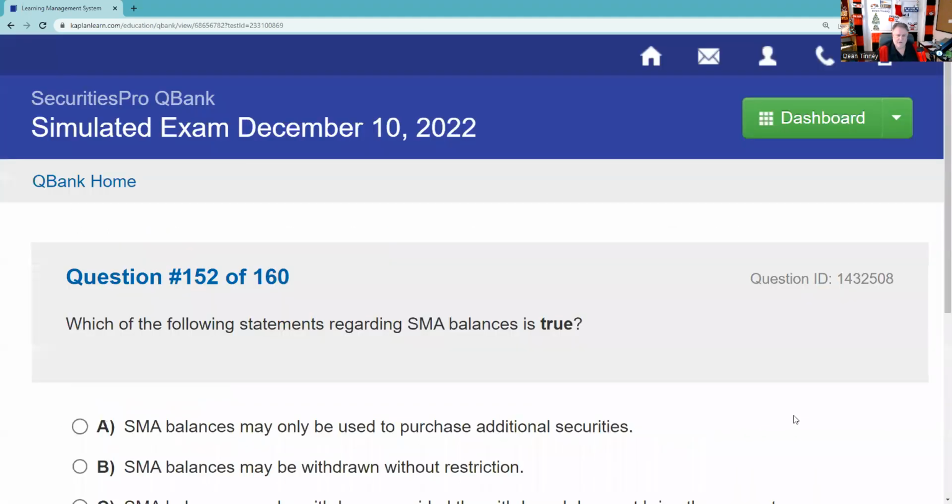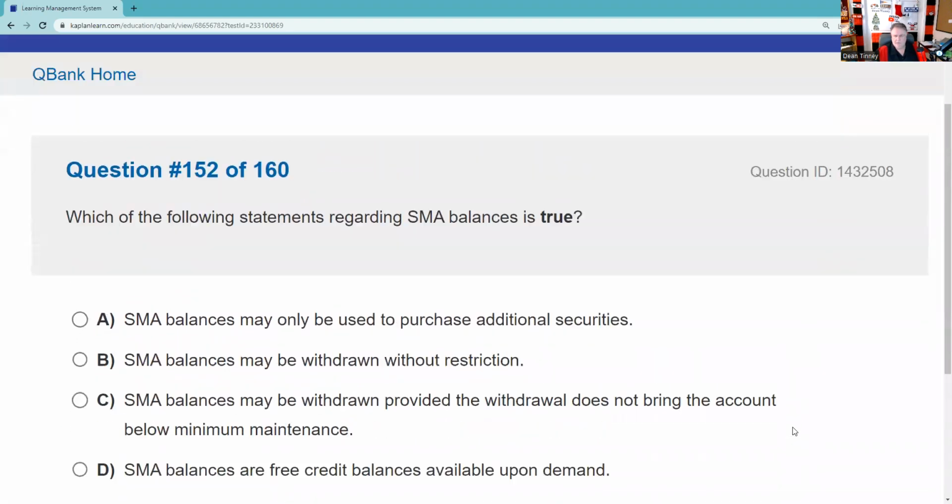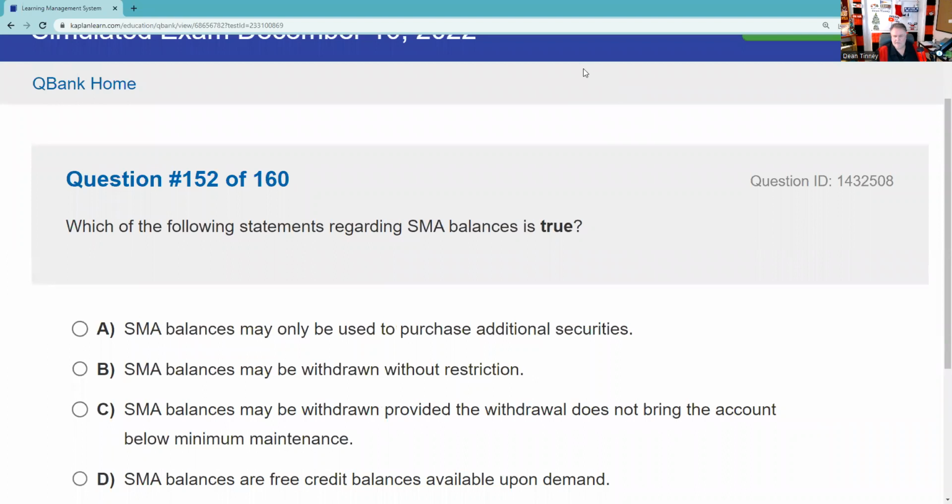Question 152. Which of the following statements regarding SMA balances are true? I wouldn't worry too much about margin on your 24. Make sure you know the documentation. Make sure you know debit by 0.75 is market value maintenance. Make sure you know credit by 1.3 is market value maintenance short. Make sure you know 25% and 30%, but try not to get too much in the weeds on margin.